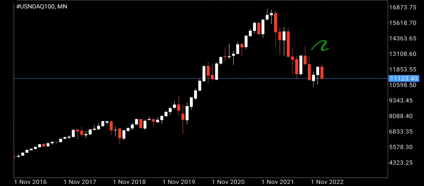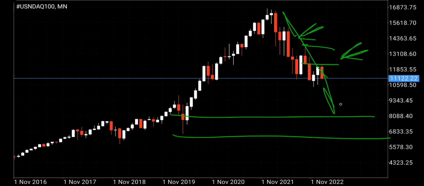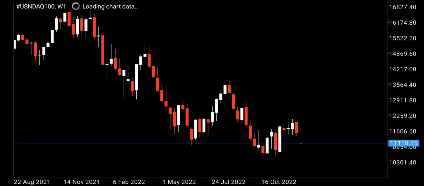So you can see here, basically we are testing that resistance or this bearish trend line, and we're being rejected. So we have a higher chance of coming down. For as long as the price does not break this trend line or this resistance, we have a higher chance of coming all the way down to the support, simply because this time frame is bearish, right?